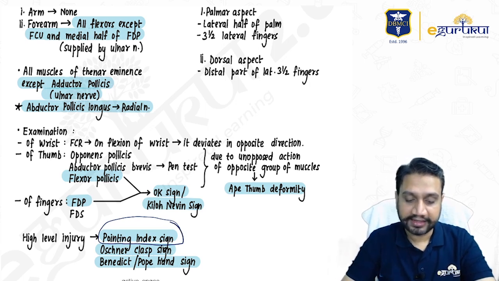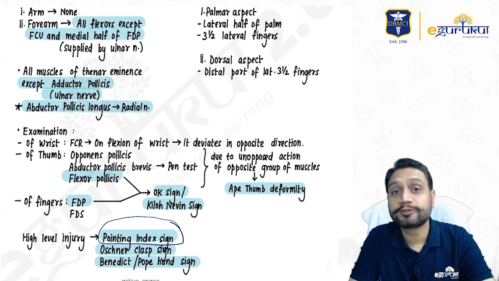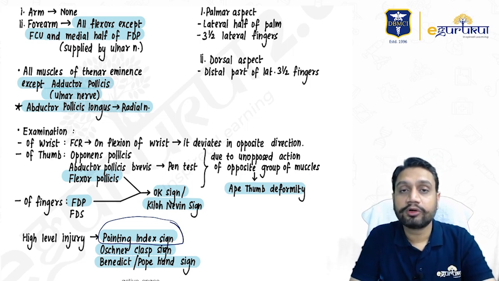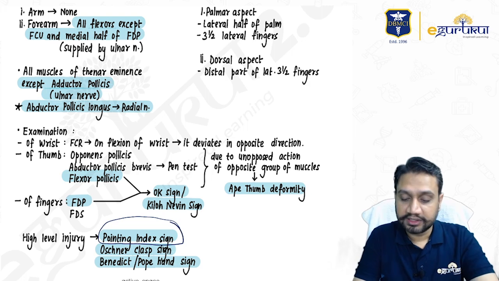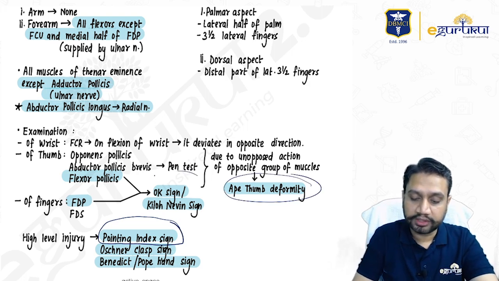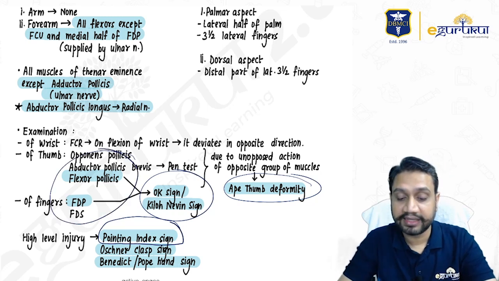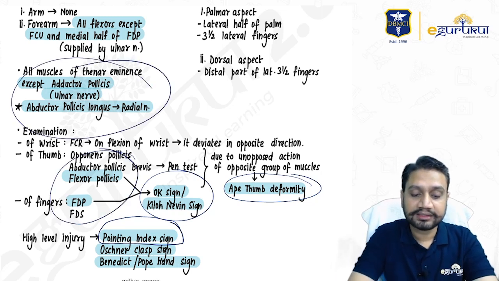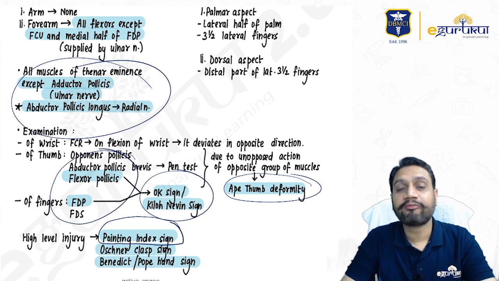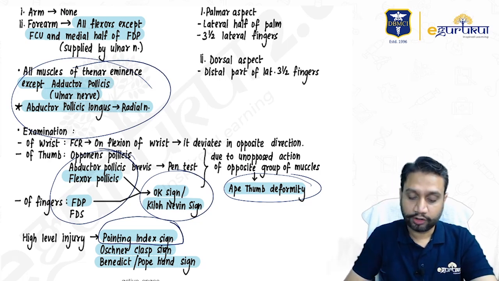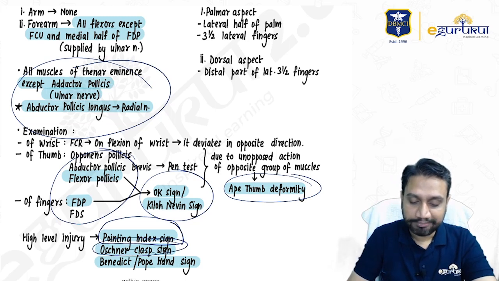The pointing index sign. And these are the other important things which I expect each one of you to remember from the e-Gurukul app. The nerves, these are all the classical signs, the classical things which you should always remember. The highlighted ones are the MCQs which can be part of median nerve injury or the ulnar nerve injury. Okay, so it is the pointing index sign, also known as the Ochsner clasp sign, or the Benedict Pope hand sign.